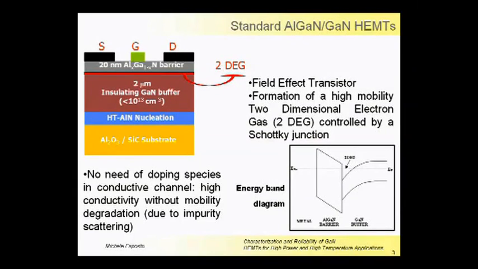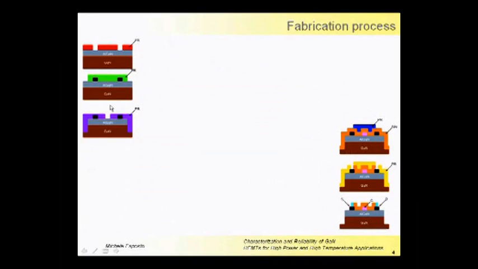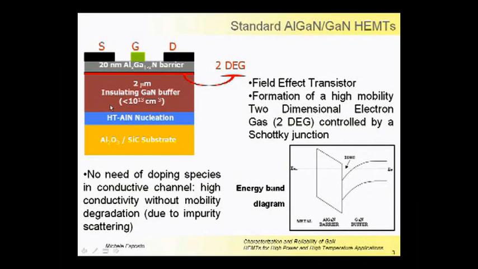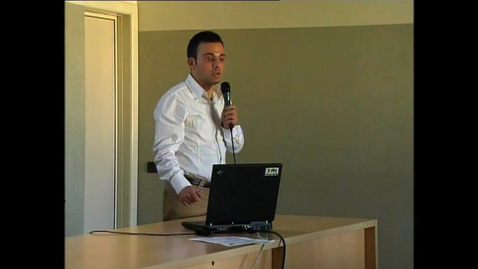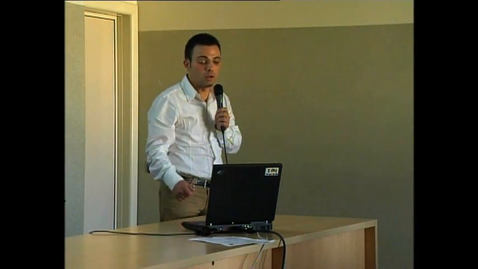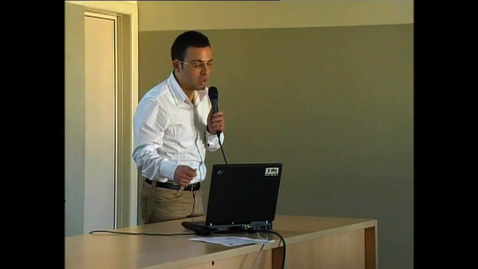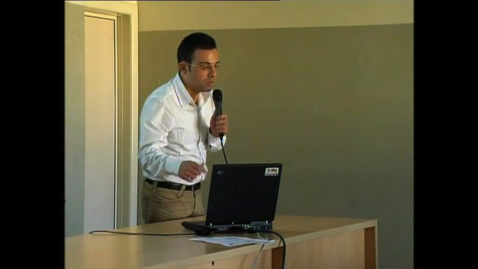The conductive channel is at the aluminum gallium nitride interface toward the gallium nitride buffer. So in this zone there is no need for doping, and then the conductive channel doesn't suffer degradation of mobility due to impurity scattering.